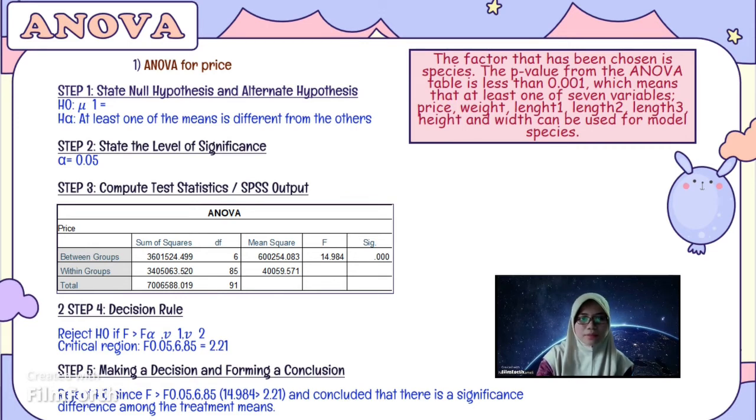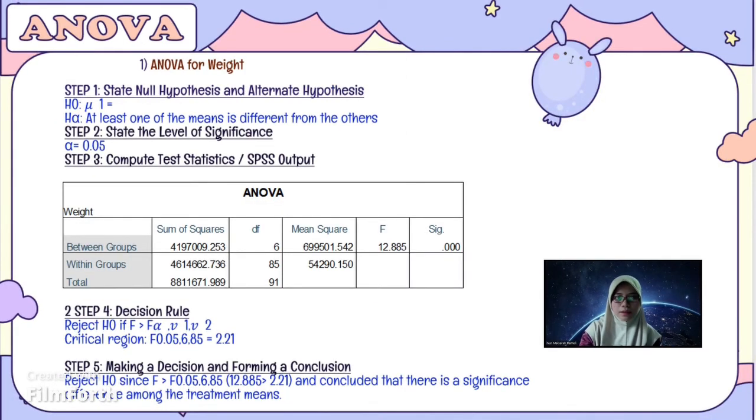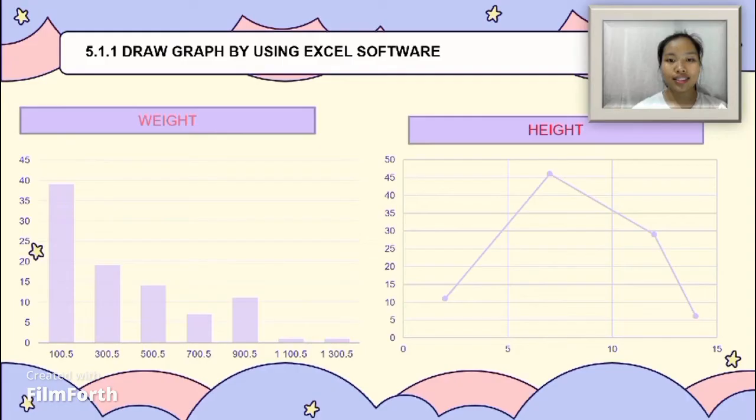ANOVA for price. We have made a decision that we reject H null since 14.984 is more than 2.21 and conclude that there is a significant difference among the treatment means. ANOVA for weight. We have concluded that we reject H null since 12.885 is more than 2.21 and conclude that there is a significant difference among the treatment means.